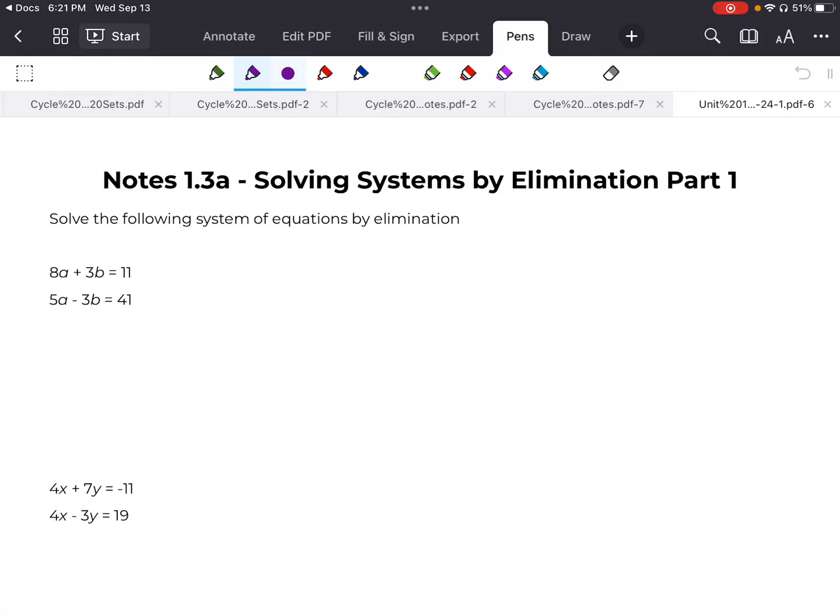Hello everyone, and welcome to the official third lesson of our linear systems unit, and this will be the final way that we can solve the point intersection between two linear lines.